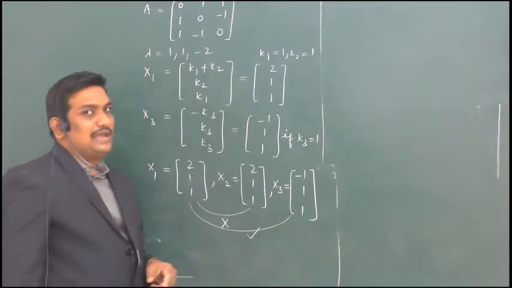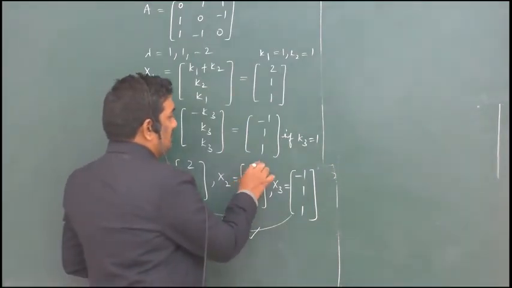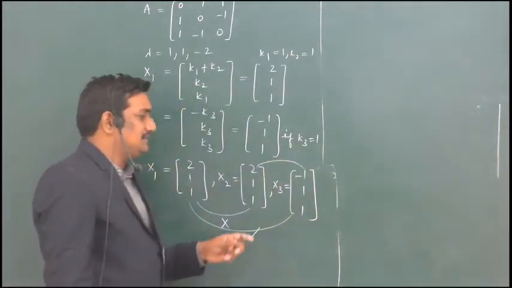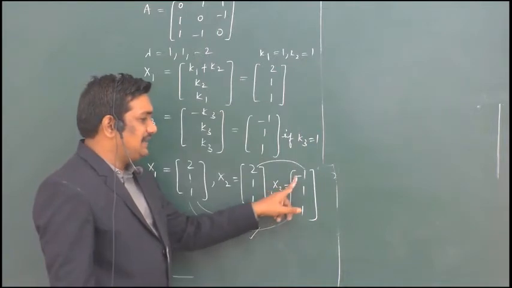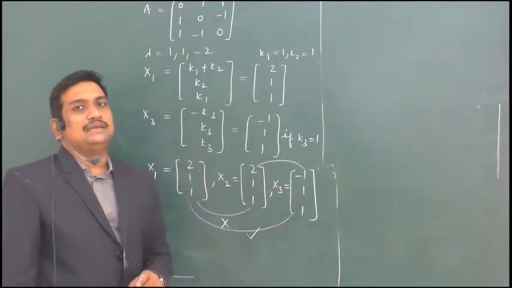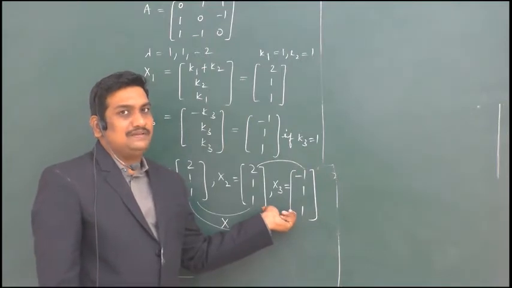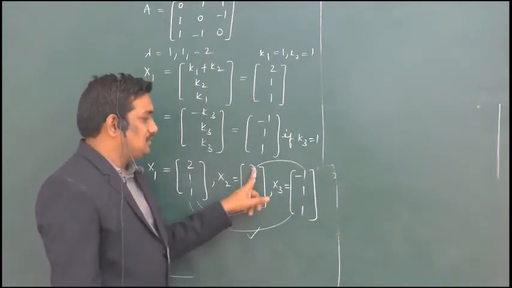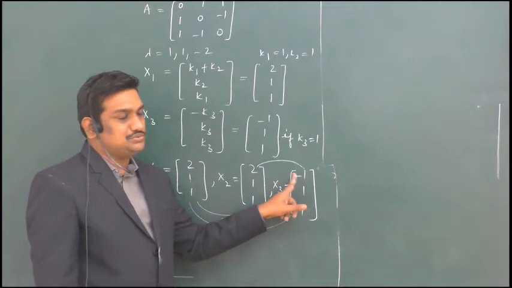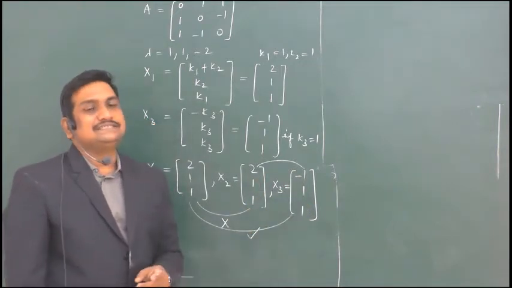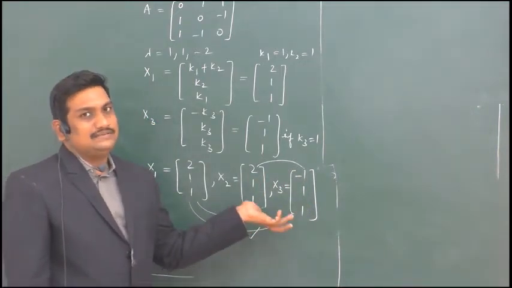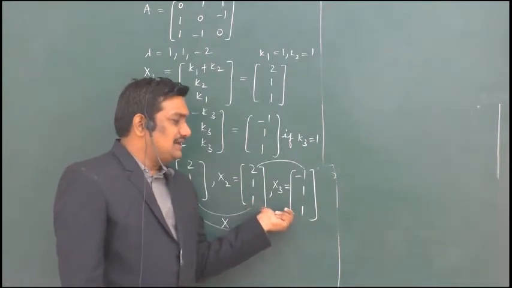Now you consider x2 and x3. If it is a1 b1 c1 and a2 b2 c2, then these two will be orthogonal if a1 a2 plus b1 b2 plus c1 c2 is 0. So 2 into minus 1 is minus 2, plus 1 plus 1 is 0, hence these two are orthogonal.